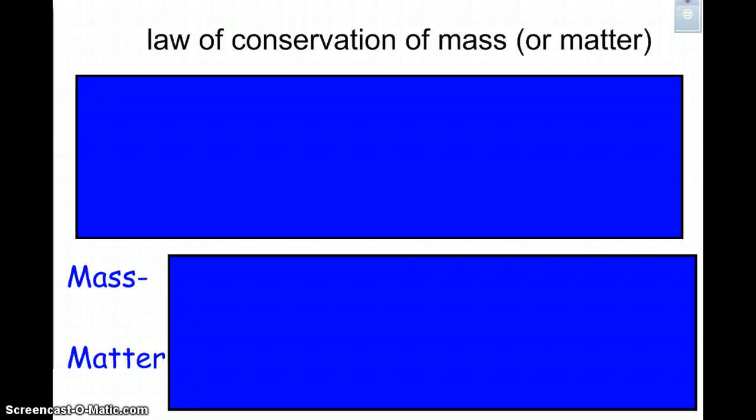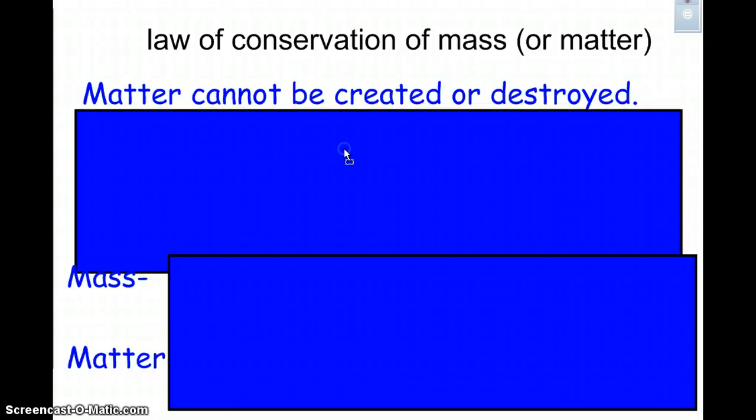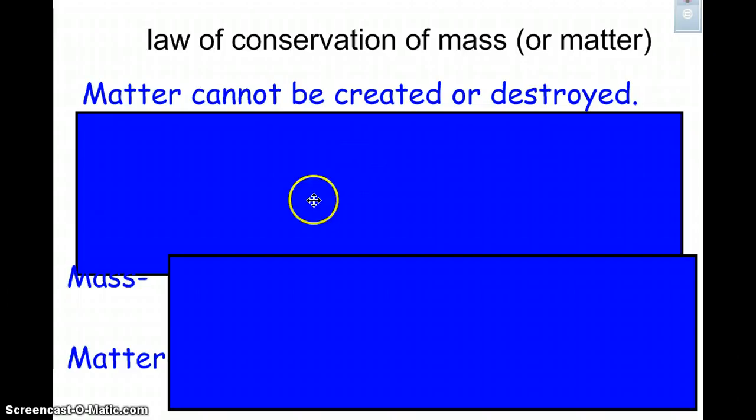So here we go. What is the law of conservation of mass or law of conservation of matter? Well, if you have not heard of this before, matter cannot be created and cannot be destroyed. What that means is there's no more or less matter on Earth than there ever has been. Unless meteors or things came in from outer space, but otherwise there's no more or less matter on Earth than there ever has been.